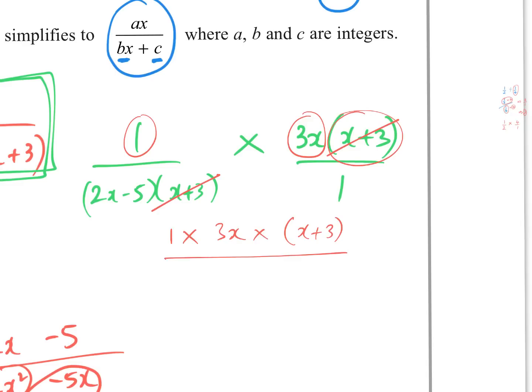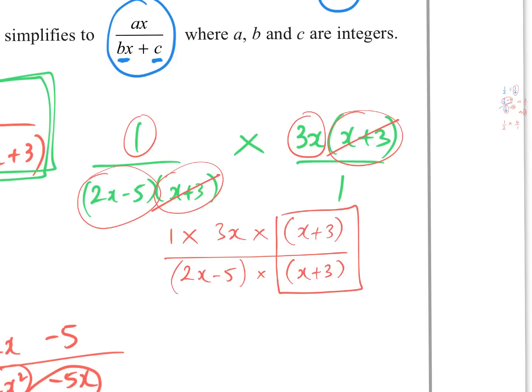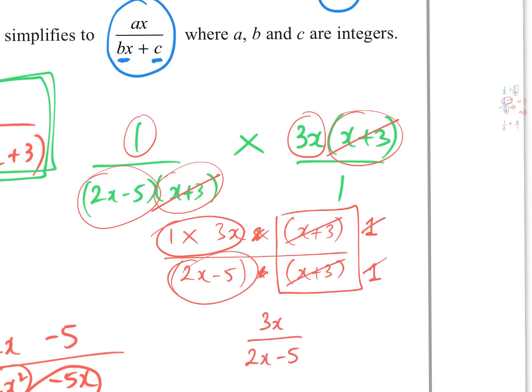Multiplication, the order of that doesn't really matter. So underneath I could write 2x minus 5 multiplied by x plus 3, which I could just write directly underneath here, and then you can see here that x plus 3 divided by x plus 3 is the same as 1, and you can either write the 1 here and here if you want, or just leave it out. Okay? And what are we left with? Well, we're left with 3x divided by 2x minus 5.